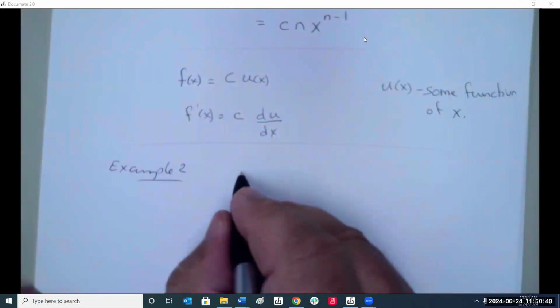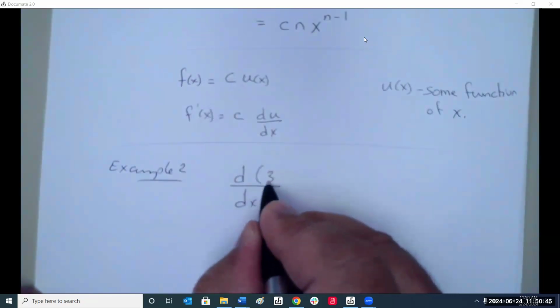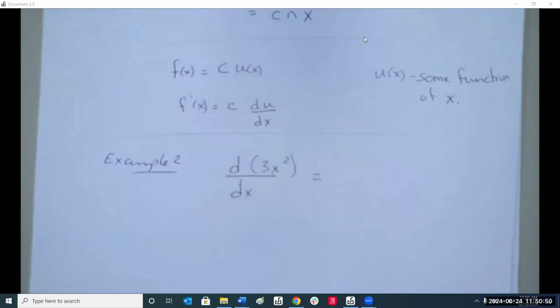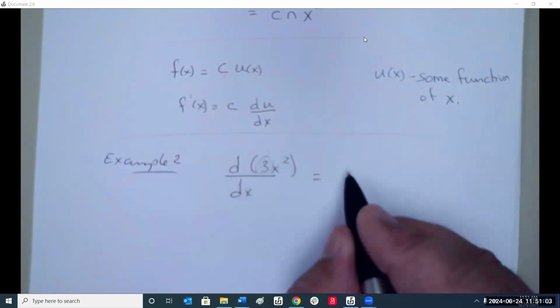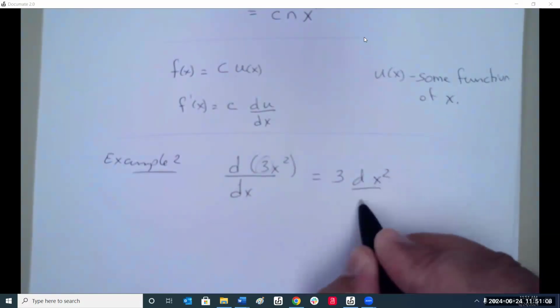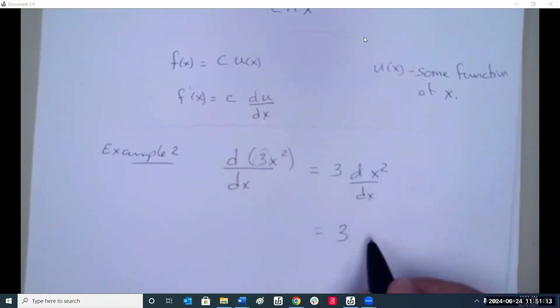Example 2. Take the derivative of 3x squared. Since the 3 has nothing really to do with it yet, we're taking the derivative of x squared. The derivative of x squared is 2x.